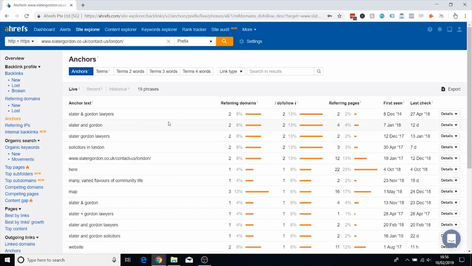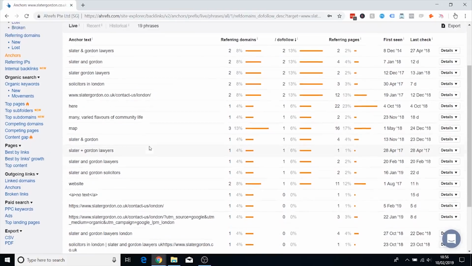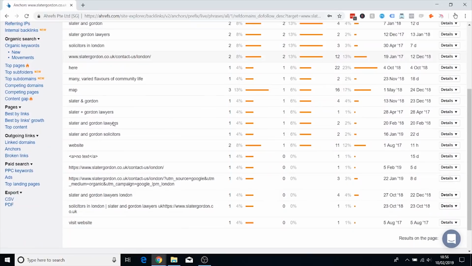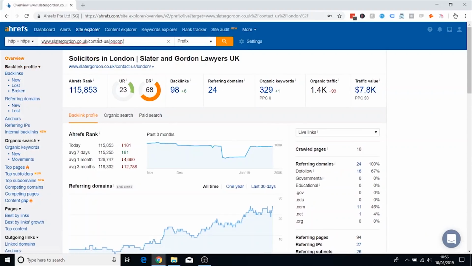If we take a look at the anchor text, we have a brand plus lawyers, and there's nothing that's really relevant. Well, we've got solicitors in London, and that's about it. That's about the only thing that's making this page relevant for London, and obviously the on page there as well. But overall, let's take a look at the homepage actually, because I know their homepage is powerful.